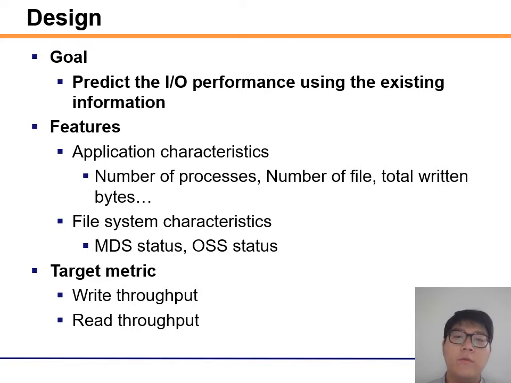To do this, we divided features into two categories, such as application characteristics and file system characteristics. Application characteristics are features that are limited to the target application, while file system characteristics are status of global file system when the application is running. For the target metric, we have selected write and read throughput, which are the performance metrics.